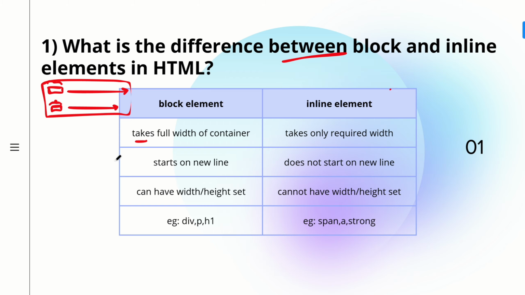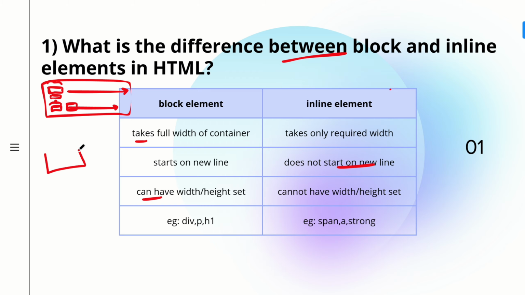The second difference is block elements start in a new line. After this block element, if there is another block element, it is going to start in a new line, because block elements do not let any other element occupy any position in that horizontal space. Whereas for inline elements, if there is space left over in the horizontal space of the previous element, they occupy that position, so they do not start in a new line.